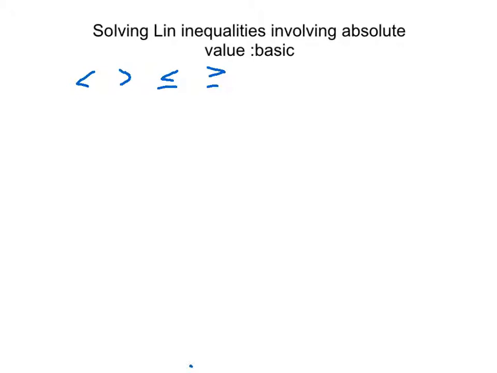Alright, let's just start off with a couple of basic ones. So our first linear inequality will be w minus 3, we're going to take the absolute value of that as less than 8. Our first step is done for us already. We already have the absolute value isolated. There's nothing else hanging around outside the absolute value sign on that side of the equation. So our next step is to break this out into two different inequalities and then solve those.